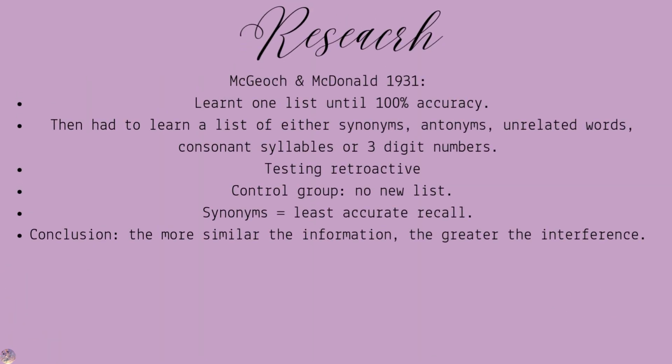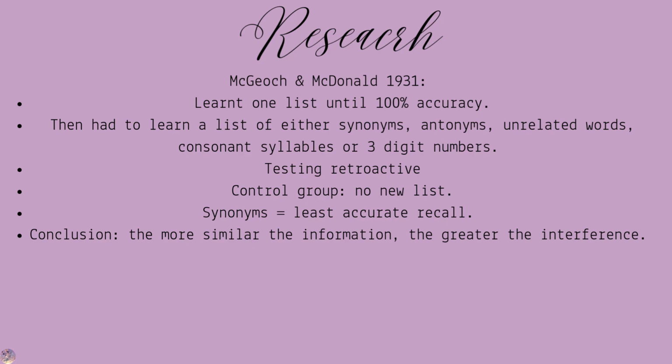So the study that you need to know behind this is McGeoch and McDonald in 1931. The study essentially consisted of the participant learning one singular word list until 100% accuracy, and after this they had to either learn a list of synonyms, antonyms, unrelated words, consonant syllables, or three-digit numbers. So they just had to learn one of those lists after learning the first list with 100% accuracy.